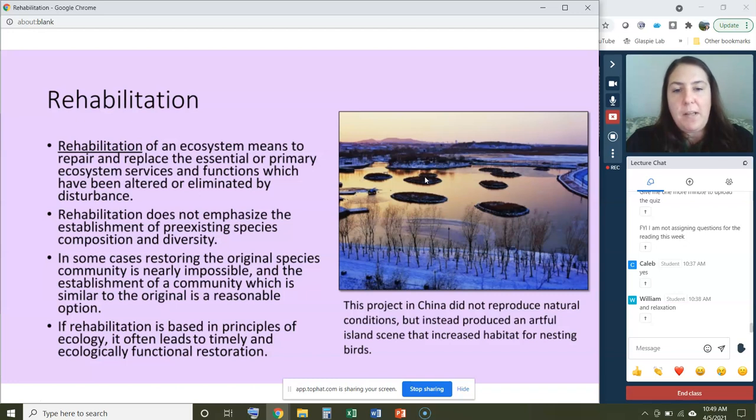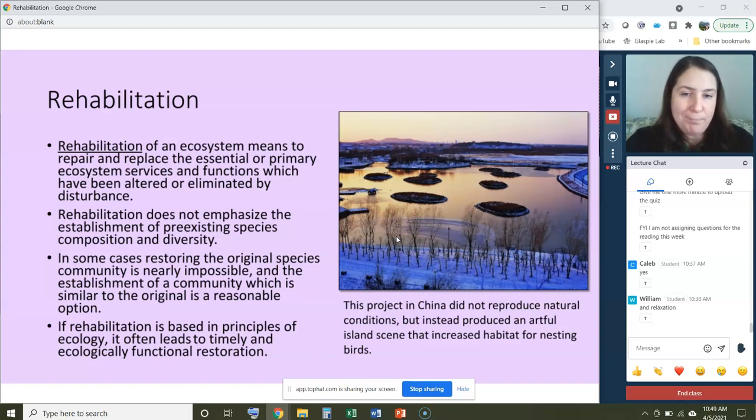If you have rehabilitation that's based on ecological principles, so it's got some sort of goal that's ecological in mind, like for instance in this picture, restoring nesting habitat, what you can do with rehabilitation is have a very quick or relatively quick restoration of the functions of that habitat.